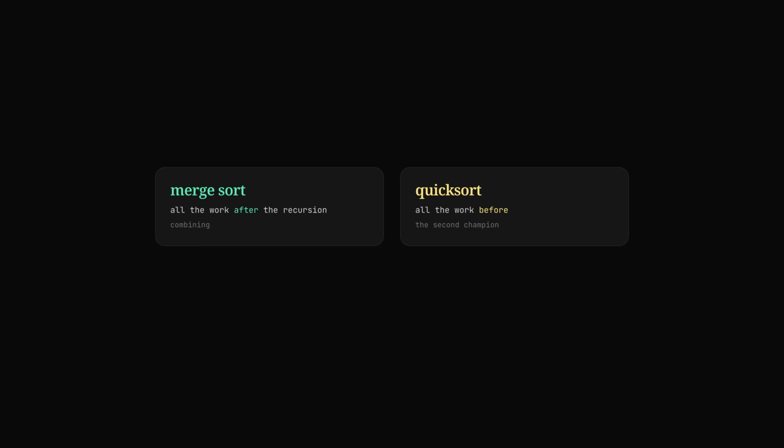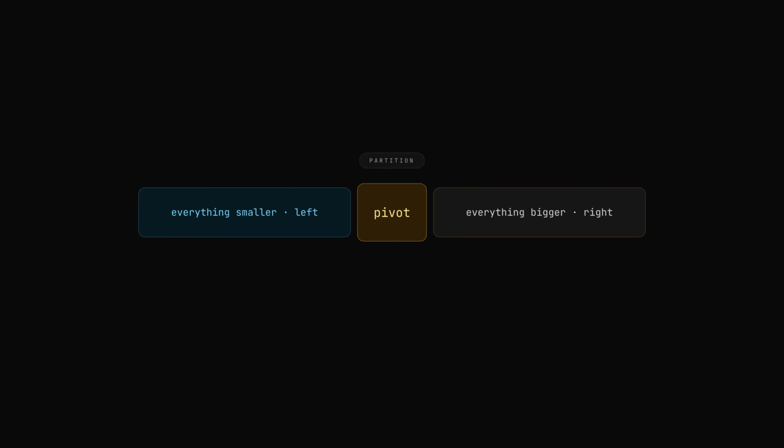The second champion starts from the opposite end. Merge sort does all its work after the recursion, combining. Quicksort does all its work before. Pick an element, call it the pivot. Then partition. Rearrange the array so everything smaller than the pivot sits to its left, everything bigger to its right. The pivot itself lands in its final sorted position, done forever. Then recurse on the 2 sides, and there's no combine step at all.